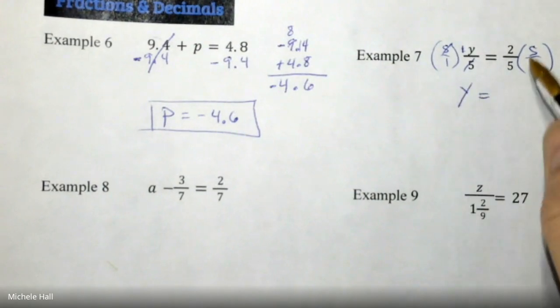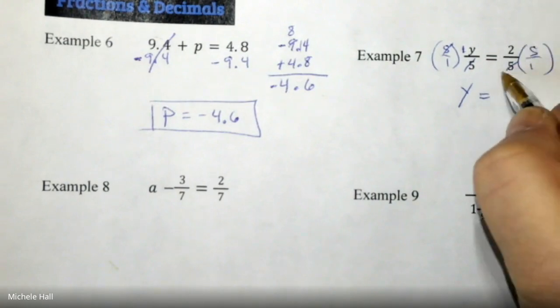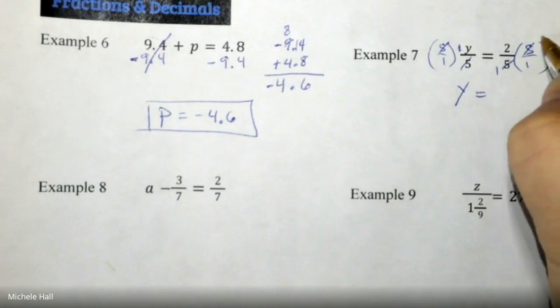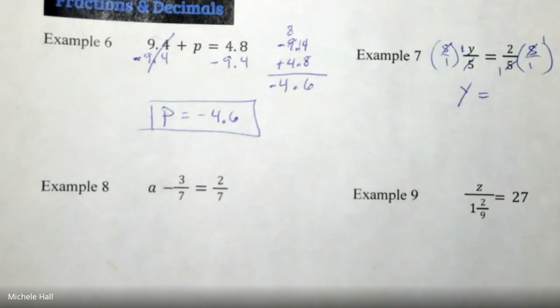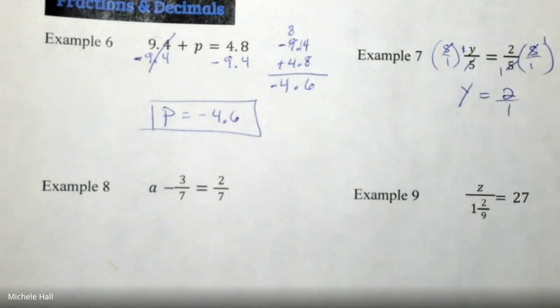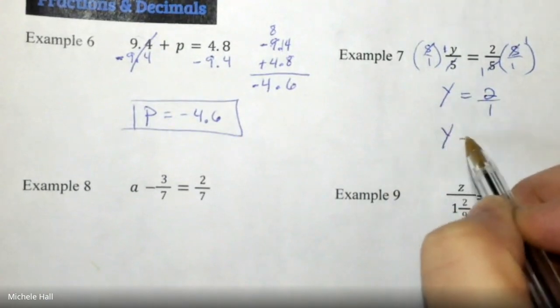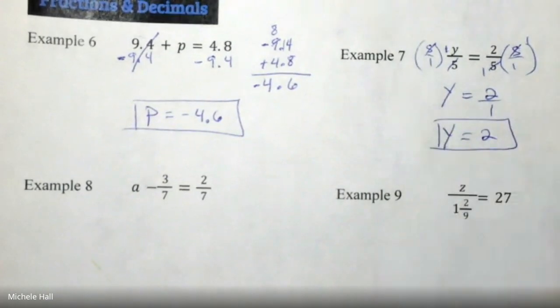And then I look to see 2/5 times 5. Again, I can see that my 5s are going to cancel, numerator to denominator. 5 divided by 5 is 1. And now I'm ready to multiply straight across. 2 times 1 is 2. 1 times 1 is 1. And I know that I would not leave my answer as 2 over 1. My final answer is y equals 2.